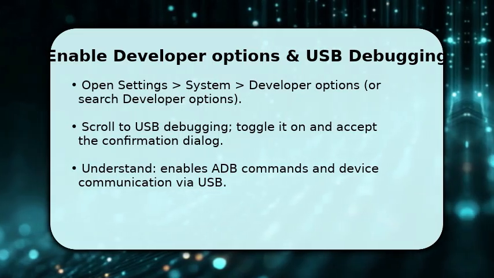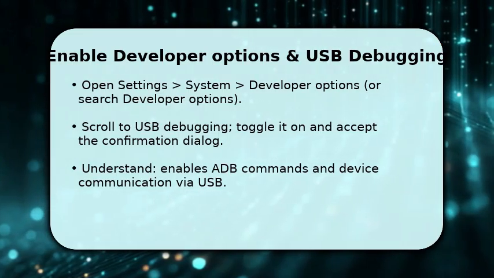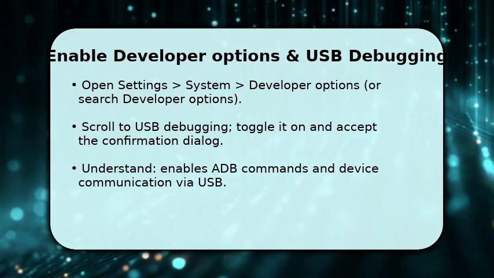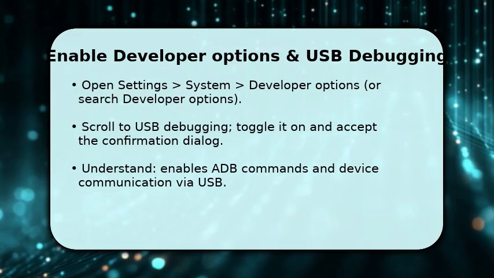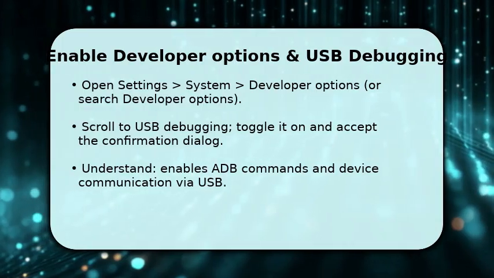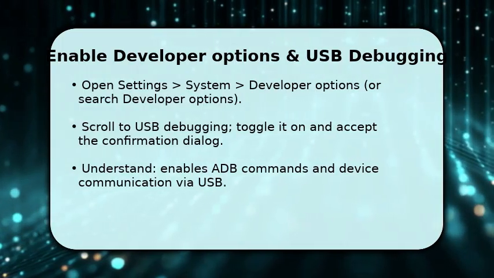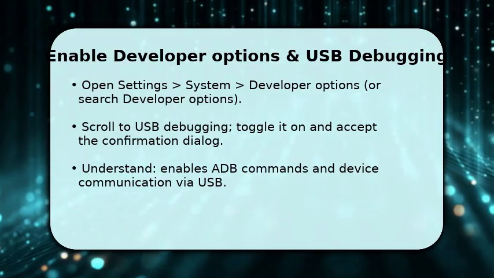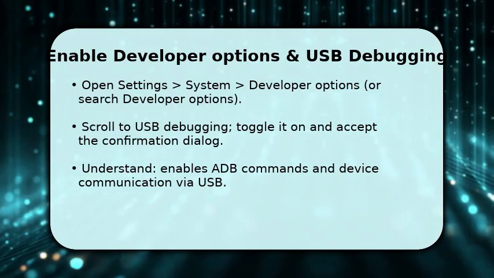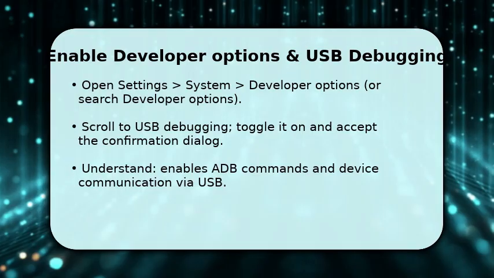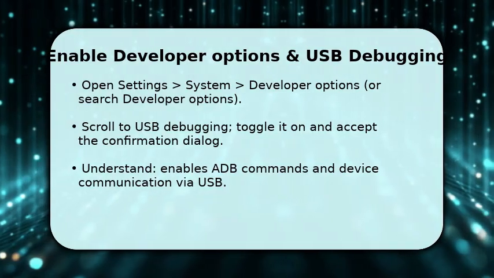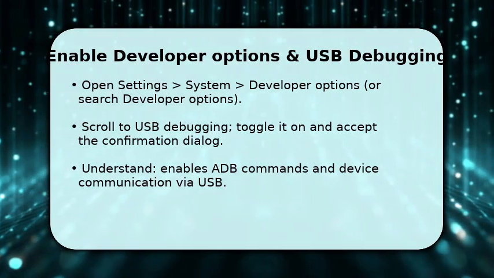Scroll down to the USB debugging entry and toggle it on. When the confirmation dialog appears, read it and tap Allow. You're enabling the Android debug bridge so your computer can communicate with the device over USB for installs, logs, and commands. Keep in mind this increases access, so only enable when required and on trusted machines.